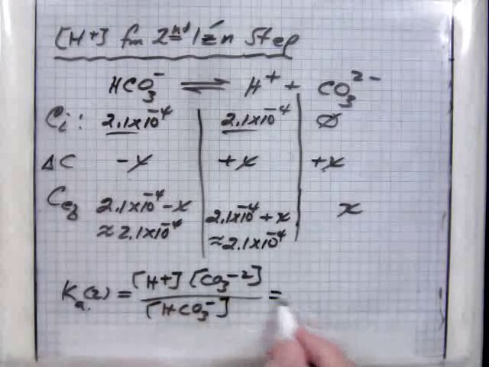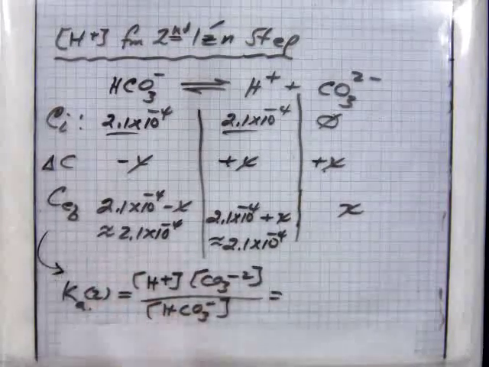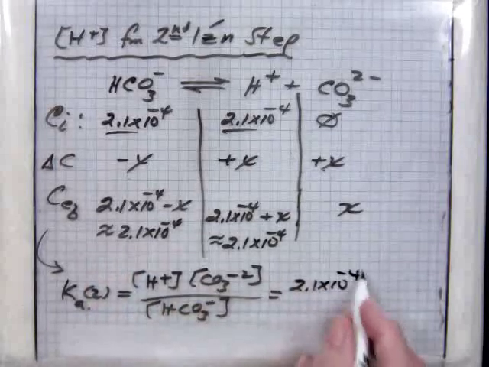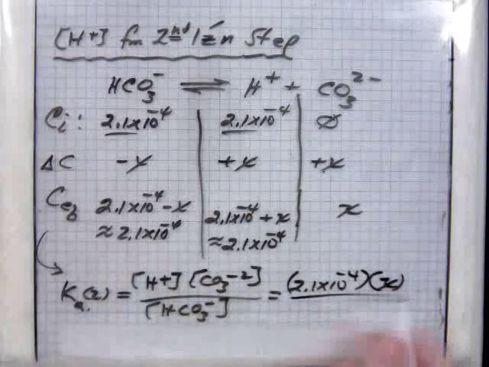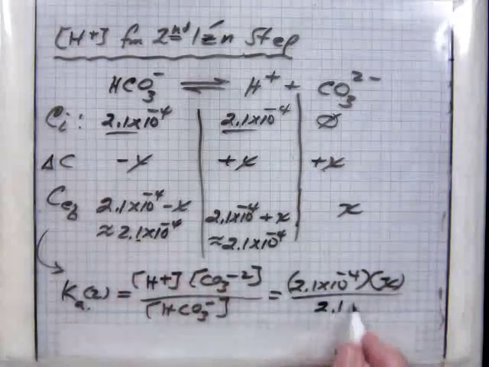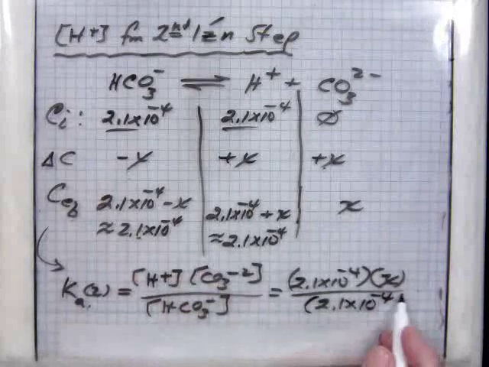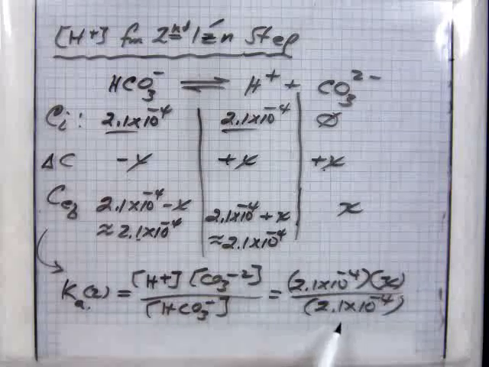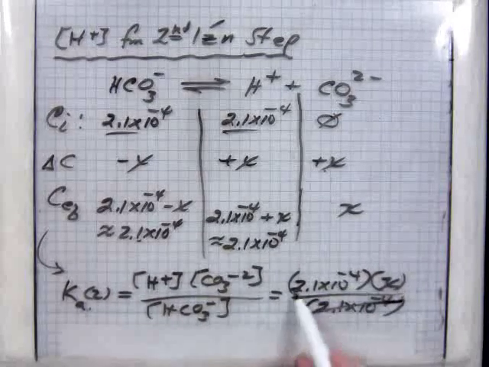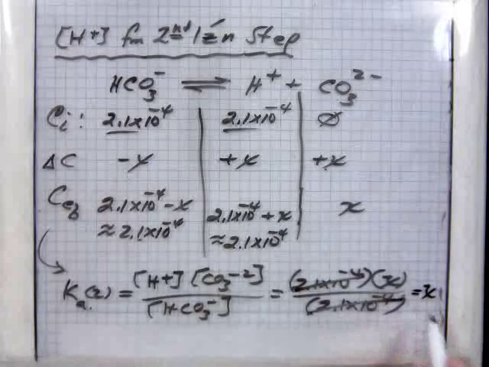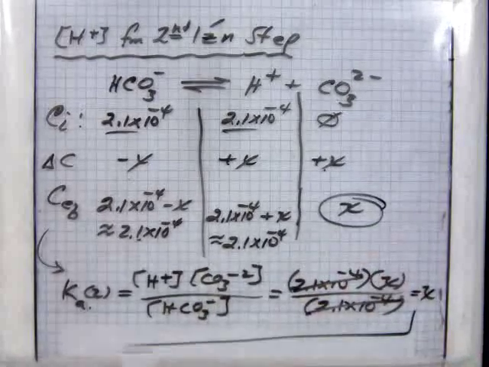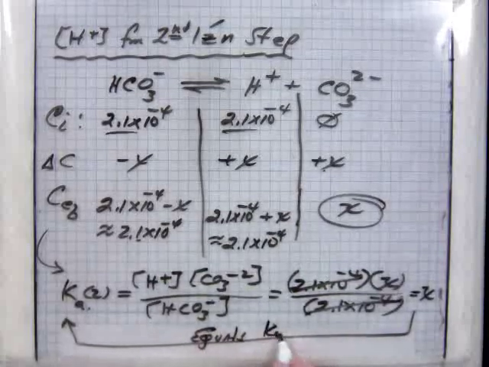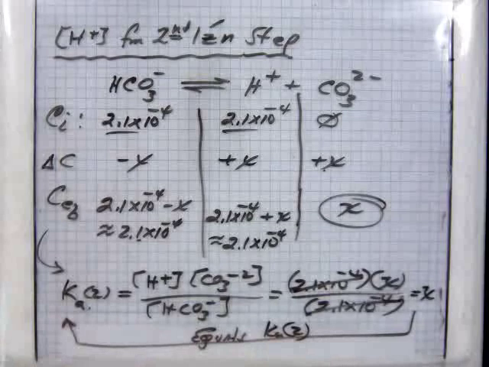So when you substitute the values in the equilibrium row into this expression, you have 2.1 times 10 to the minus 4 times x divided by 2.1 times 10 to the minus 4. You notice that the 2.1 times 10 to the minus 4 on the numerator will cancel with the one on the bottom, and I'll show you. This ultimately equals x, and x is equal to Ka2. And that's true for all the diprotics in fresh water.